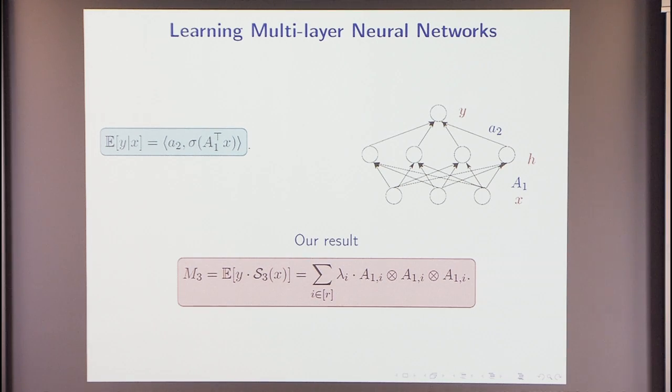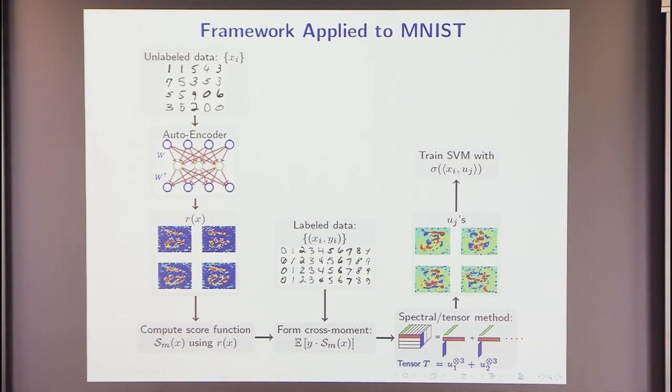I don't have time for details, but the interesting thing is even with an additional layer, we can still uncover the correct weights in this first layer of the neural network. And we just have some preliminary results on, yeah.